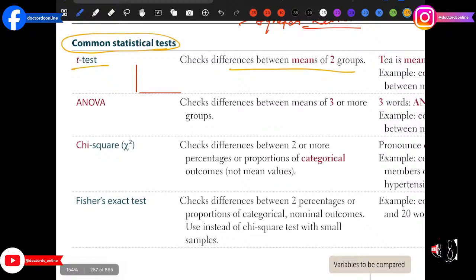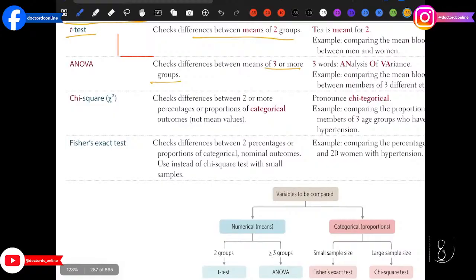The ANOVA compares the means of 3 or more groups. So if you're comparing 5 different cohorts based on their systolic blood pressure means, you would use an ANOVA to test for statistical significance. Basically, ANOVA does the same thing as a t-test but for a larger number of groups.